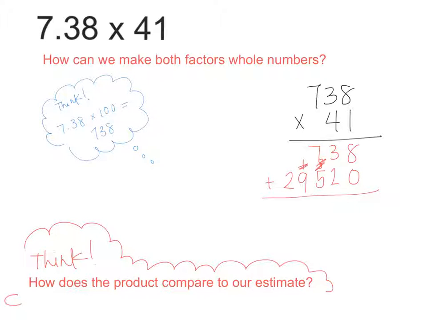Now we're ready to add. 8 plus 0 is? 8. 3 plus 2 is? 5. 7 plus 5 is? I'll write the 2 and regroup the 1. 1 plus 9 is? 10. Write the 0, regroup the 1. 1 plus 2 is? 3.